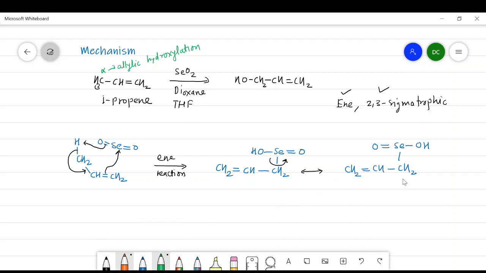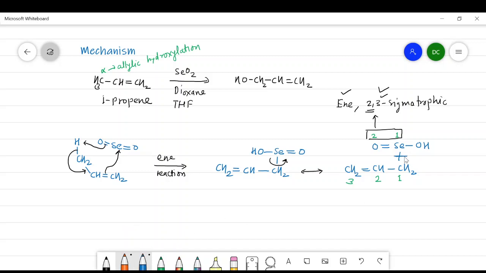Now here this carbon is numbered 1, then it is second and it is third, whereas this is 1 and it is second. Now here it is a 2,3 sigmatropic rearrangement. This 1, 2 indicates 2, and this 1, 2, 3 indicates 3. Now what happens in a 2,3 sigmatropic rearrangement?